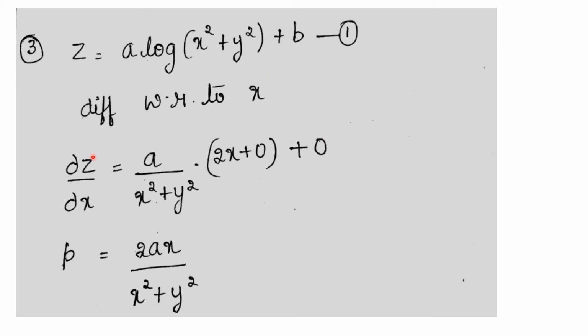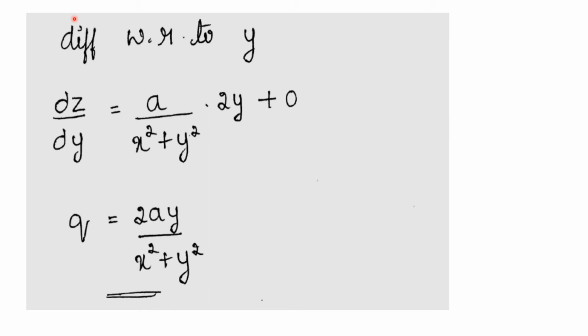So therefore dou z by dou x means it is p. So 2x plus 0 is 2x. 2x into a is 2ax divided by x square plus y square. So p is equal to 2ax by x square plus y square.